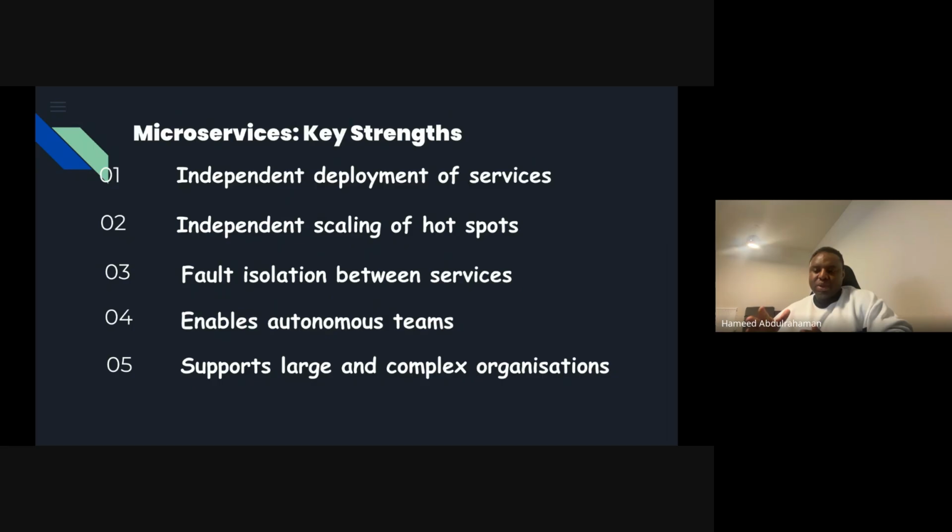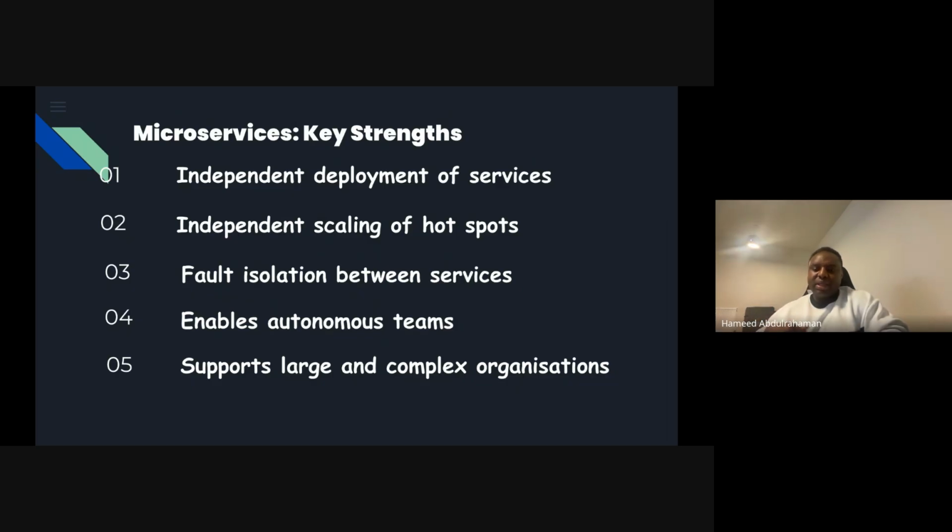They have isolated boundaries. They do communicate with each other, but they don't require each other to perform various processes. So you can easily scale the hotspots. That was the example I was giving about a scenario whereby transfer is having a high spike.